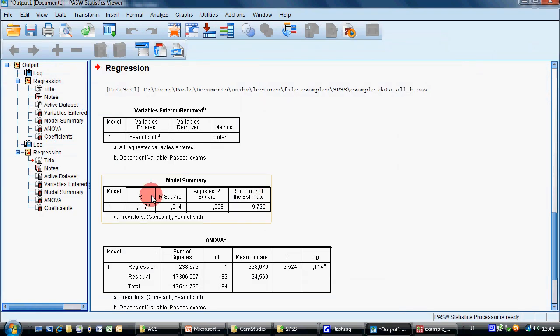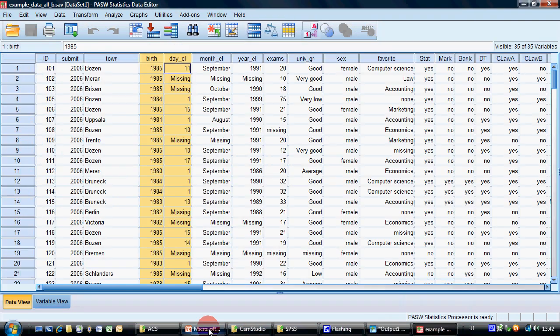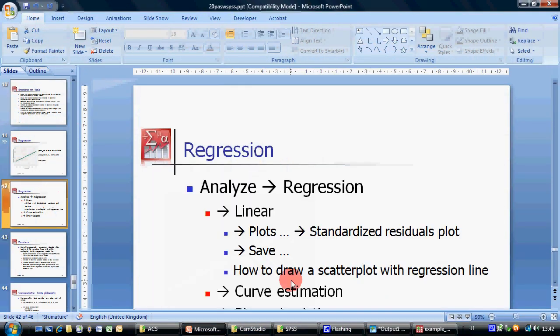Okay. You see that R square now is really ridiculous, 0.014. However, the coefficient is 0.1445, so rather small. This coefficient has the statistical meaning that for each year you are born later, so each time you increase the year by 1, you increase the passed exams by 0.145. It doesn't make sense, it's too small, and the R square is ridiculous also. Okay, so this is the regression. It's pretty easy and pretty straightforward.